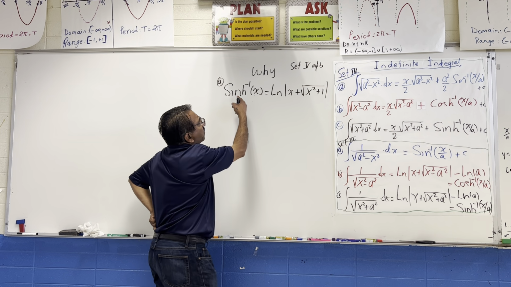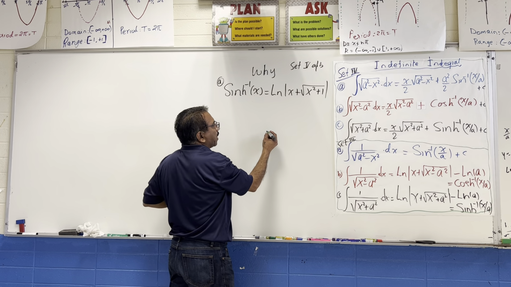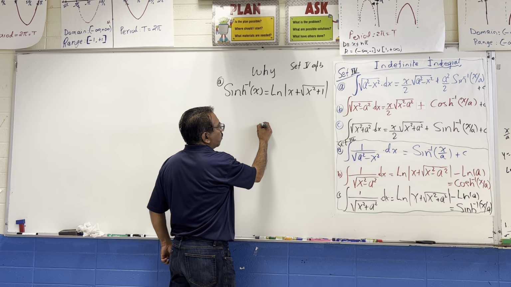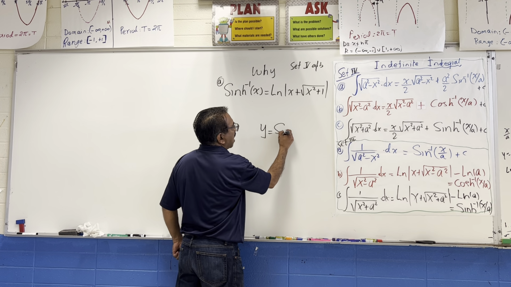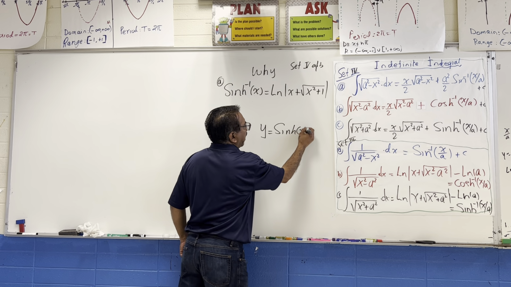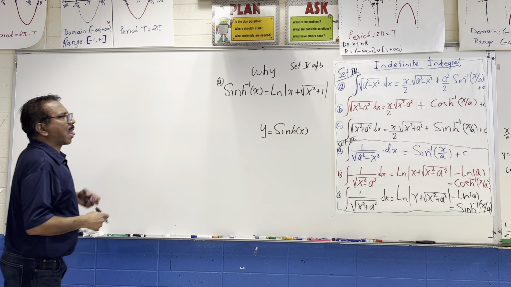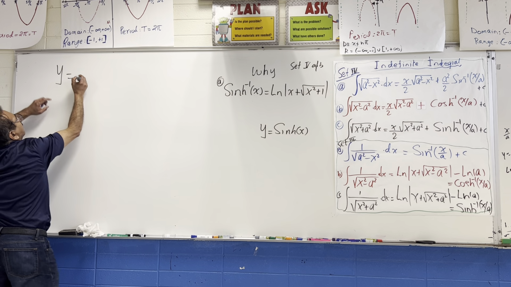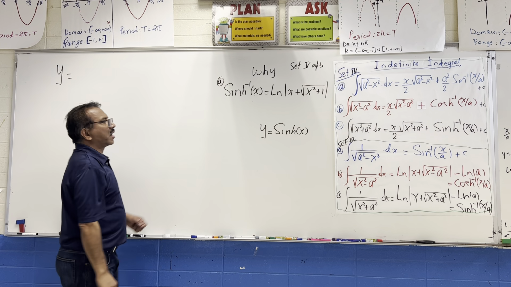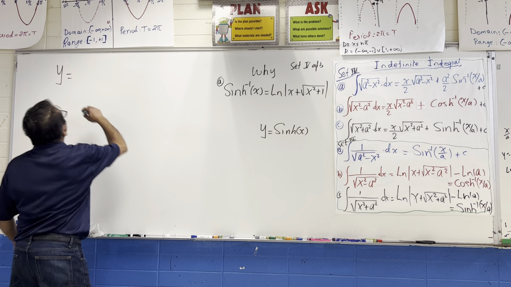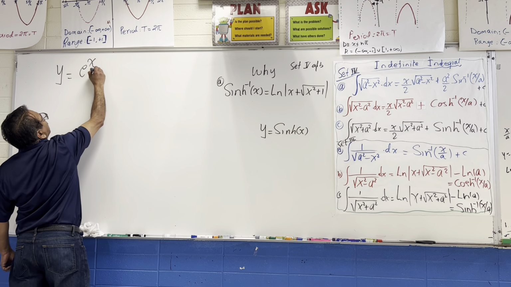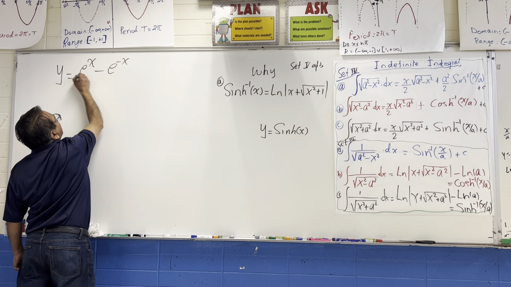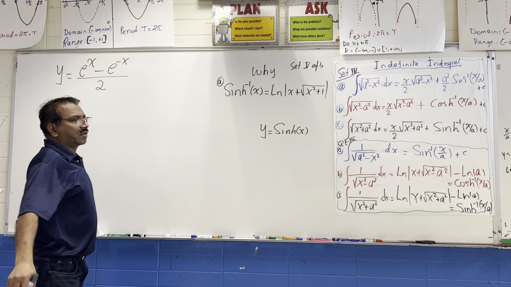So let's begin with the hyperbolic sine function. Let's call it y equals sine hyperbolic function x. So I will begin with the definition. y equals sine hyperbolic function x is e raised to x minus e raised to minus x, divided by 2. Okay, that's the first step.